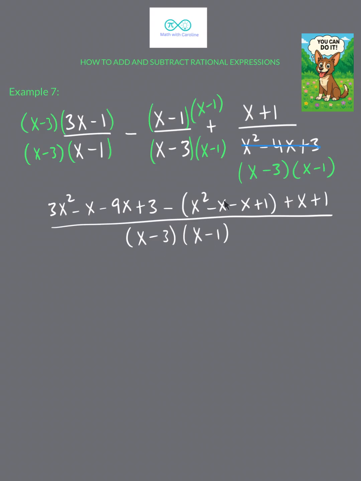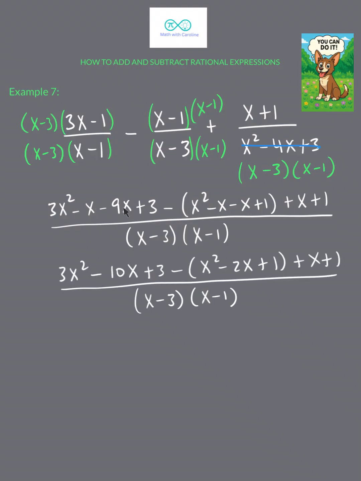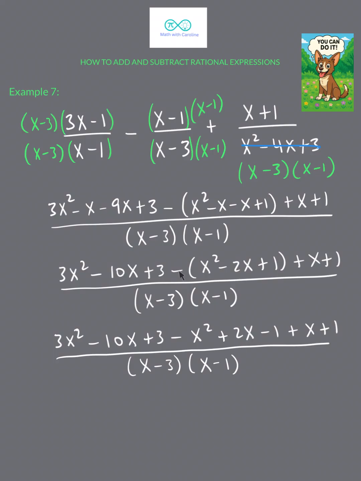Now we'll need to combine like terms in this numerator. We can go ahead and combine our minus x minus 9x and this minus x minus x. So let's go ahead and do that now. So minus x minus 9x will be minus 10x, and minus x will be minus 2x. Now we're ready to distribute our negative. Go ahead and do that. When we distribute our negative, we have minus x squared plus 2x minus 1.